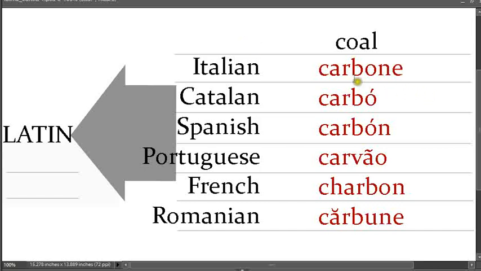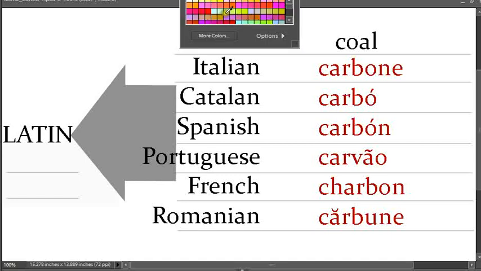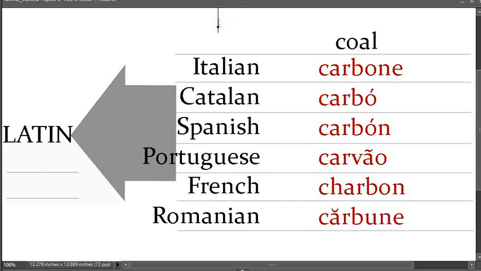So, right off the bat, we can tell that all of these begin with C. So, I'm just going to go in and write a C, because I am quite sure that there's going to be a C. Okay, so now the next one, it's an A in all of them except for the French, which is a CH, which makes a sh sound in French, not a ch like in English.